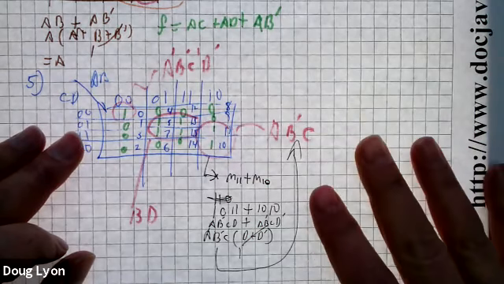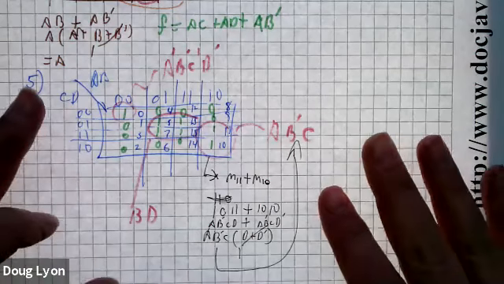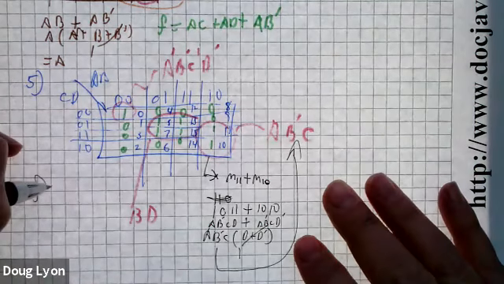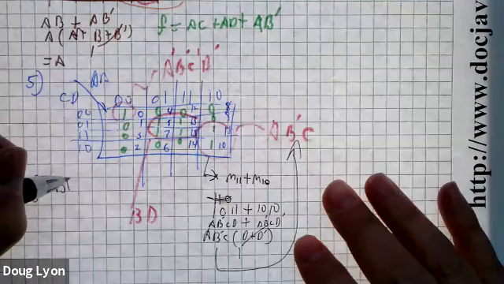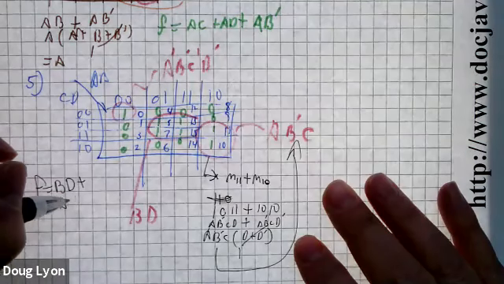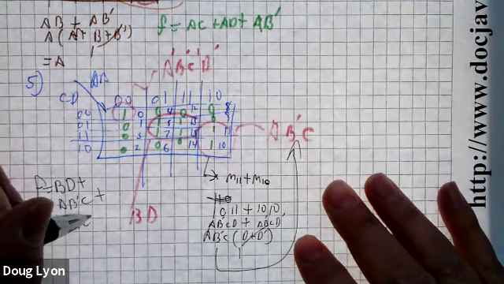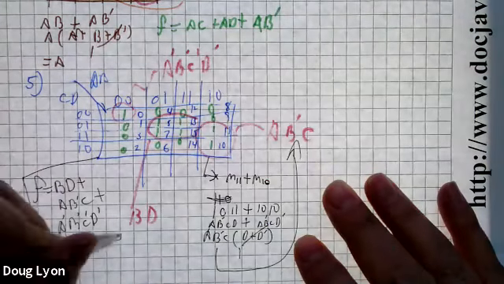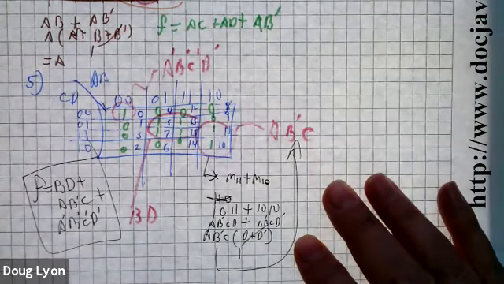Any other questions? Yeah, Alvin. Is the loop just random? Do you just choose a random spot to loop, or do you loop the ones? You want to loop the ones because you're looking for F. So F equals BD or AB'C or (ABCD)'. That's what you get when you loop the ones. If you loop the zeros, you'll get F'.